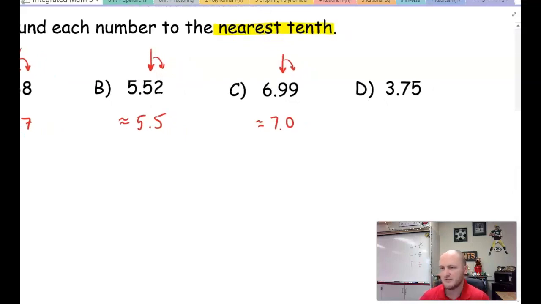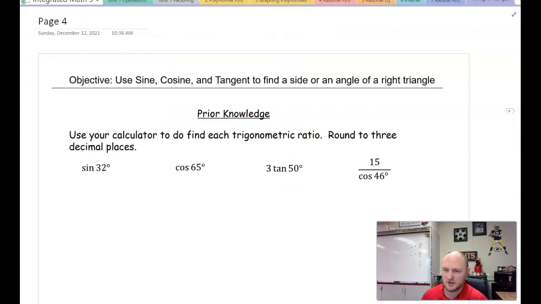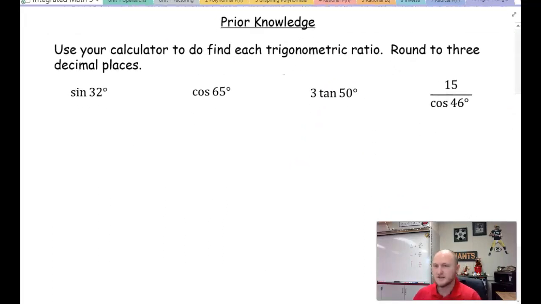All right, go ahead, try D really quickly. Pause me, give D a go. All right, hopefully you tried D. Your answer should have been approximately 3.8.